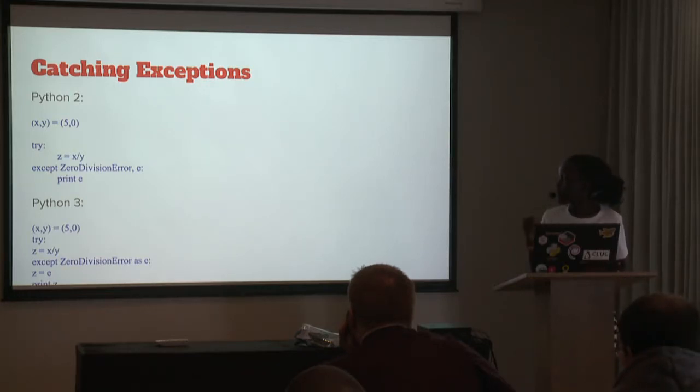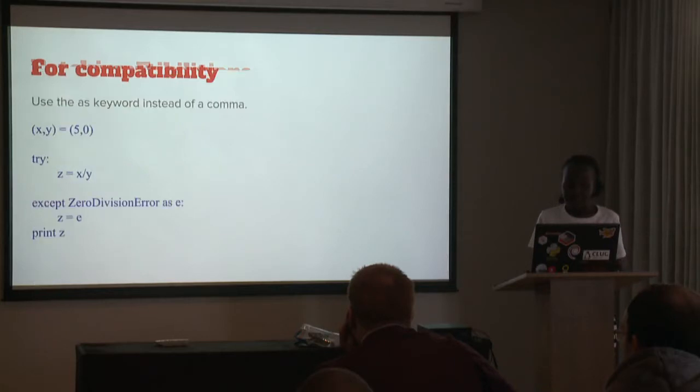Same thing happened with catching exceptions. In Python 2, we basically had a comma in between. And in Python 3, there was a new keyword, as. So this is also a major problem. So how do we handle this? If you use as, it will work on both Python 2 and 3. So all you need to do is change the syntax to use the Python 3 syntax, and you'll be fine.